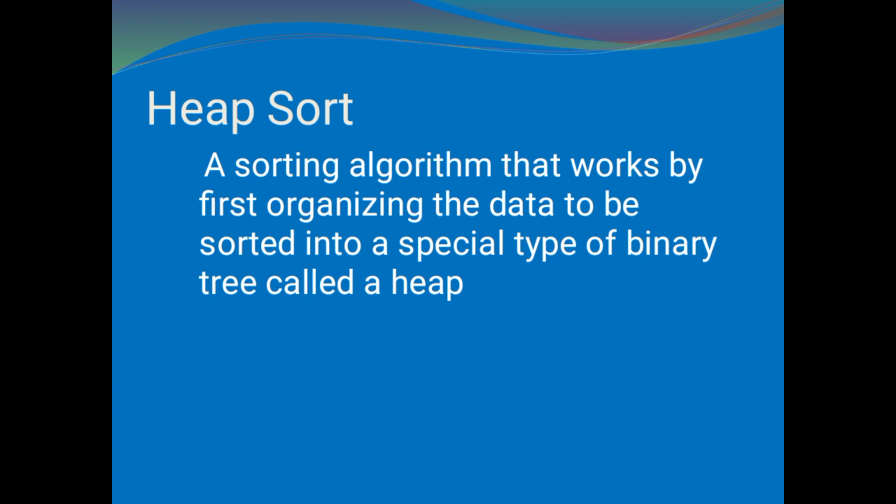Heap sort is a sorting algorithm that works by first organizing the data to be sorted into a special type of binary tree called a heap. As I have told, heap sort is a technique which sorts the elements by arranging the given unsorted list of elements in the form of a tree. And then after that, it sorts the elements by performing max heap or min heap. You just remember, we are performing max heap only. Every time you perform max heap only. Otherwise, if you perform max heap and min heap, you may get confused.